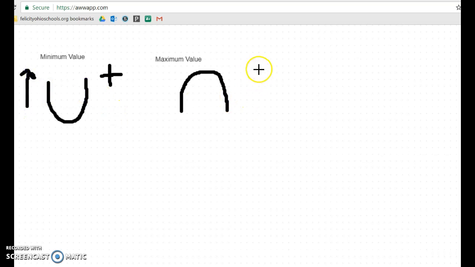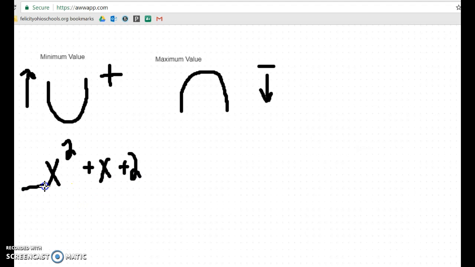This parabola is the opposite. This is a negative parabola, or a parabola that's going down. And this is when we have maximum values. So with a minimum value parabola, these are when we have positive x squared at the beginning of your quadratic equation. An example is x squared plus x plus 2.